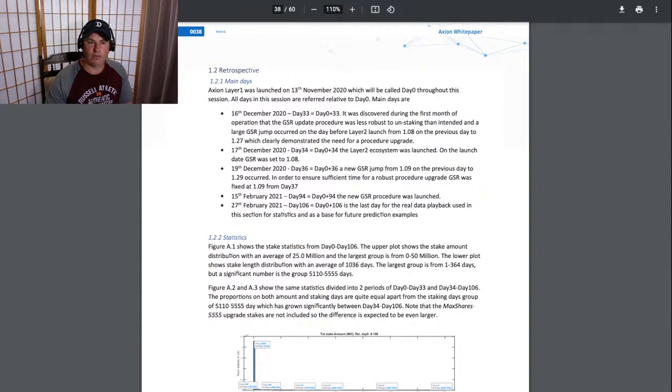Axion Layer 1 was launched on the 30th of November 2020, and so forth. And so I just got a comment here, lost their value in a month, swapped out already. The United States will do the same, Axion.